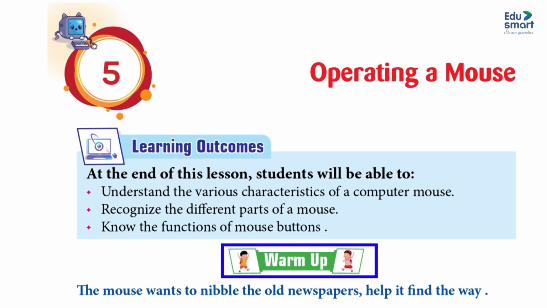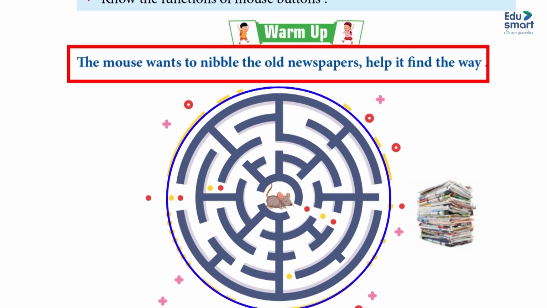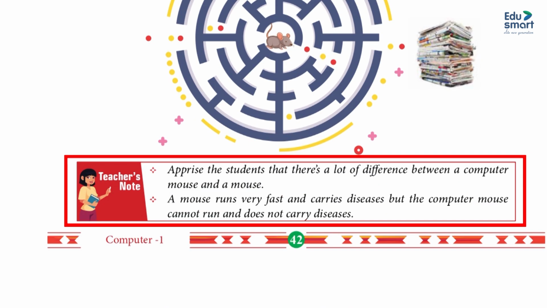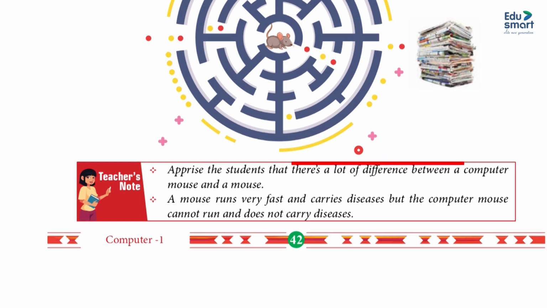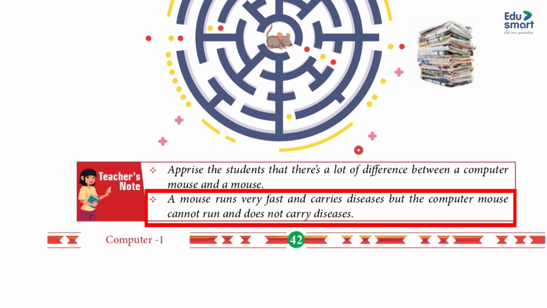Warm up! The mouse wants to nibble the old newspapers. Help it find the way. Teacher's note. 1. Apprise the students that there's a lot of difference between a computer mouse and a mouse. 2. A mouse runs very fast and carries diseases, but the computer mouse cannot run and does not carry diseases.